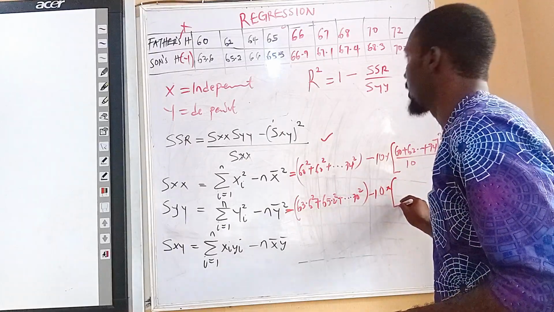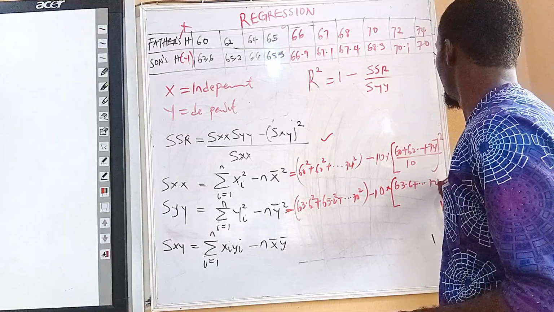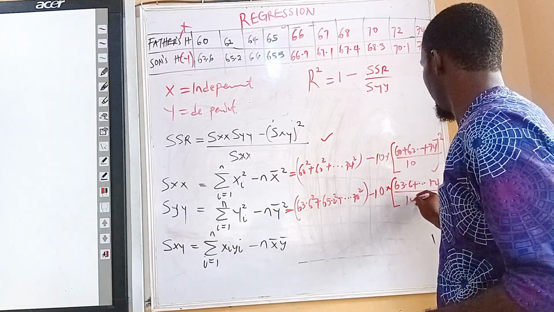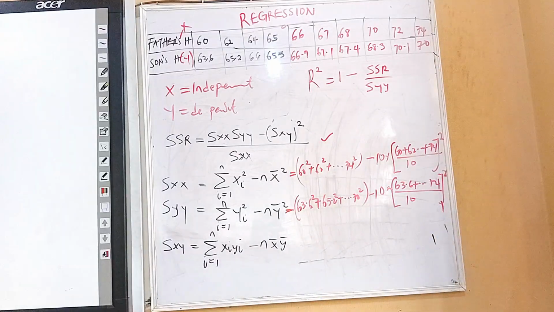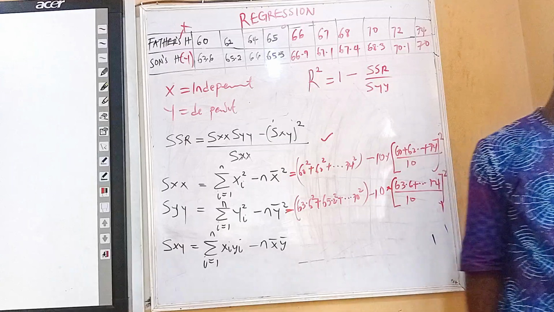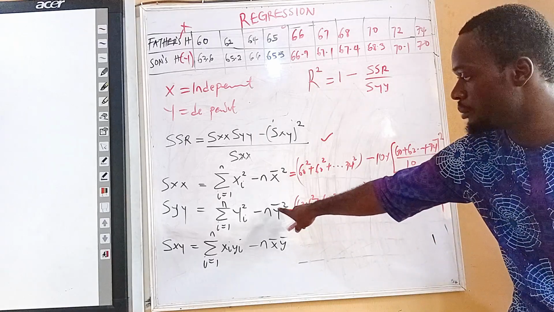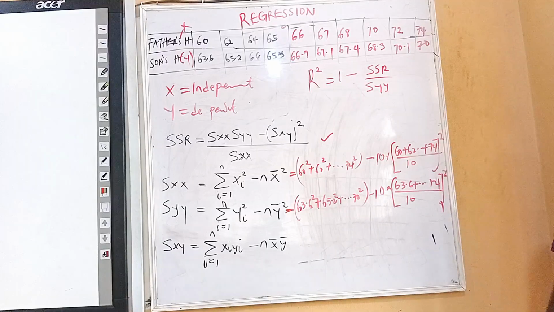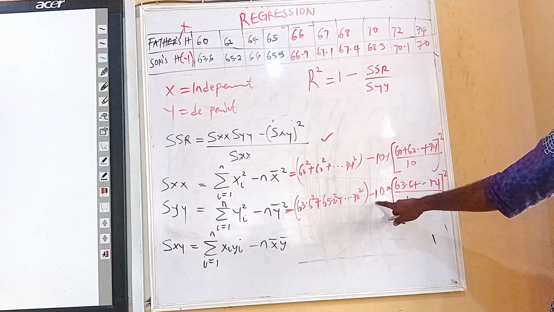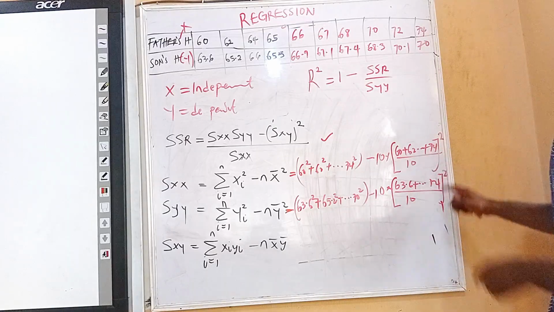That will be bracket 63.6 up to 70, over 10. Then you now take the square. Yes, that's the mean. But this 10, you cannot cancel it, because it has a square outside, you cannot cancel.